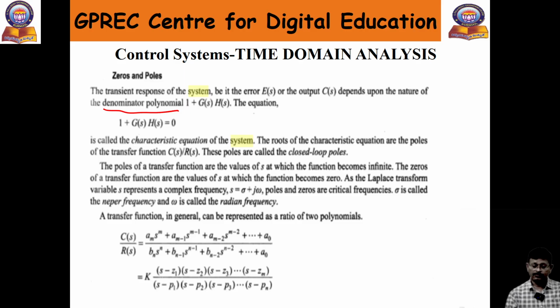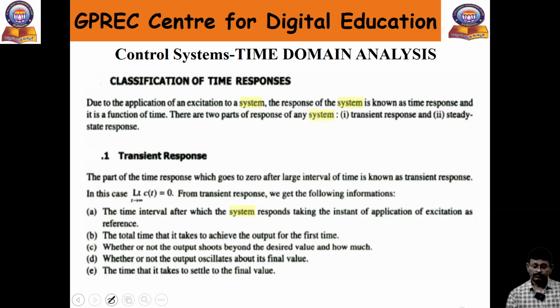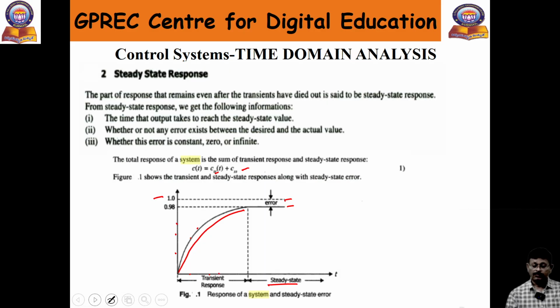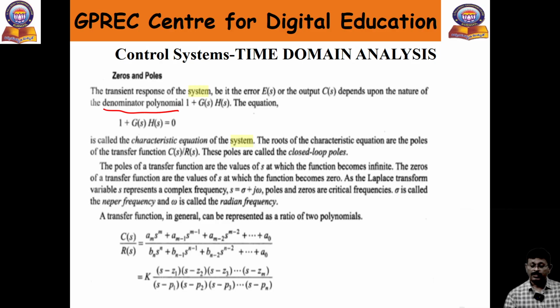What is the denominator in our control system? In a standard closed loop transfer function, the denominator is 1 plus G of H of s. 1 plus GH is the polynomial. This is very important. It is called the characteristic equation, right? This denominator polynomial will give the information of the transient response, error and output, right?